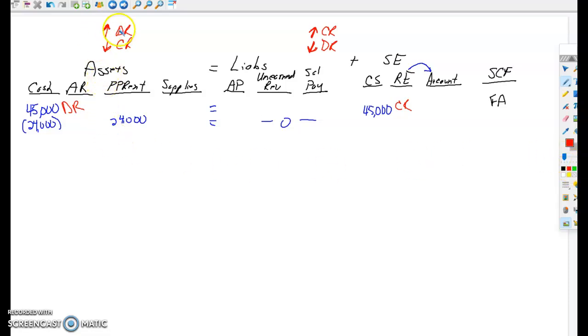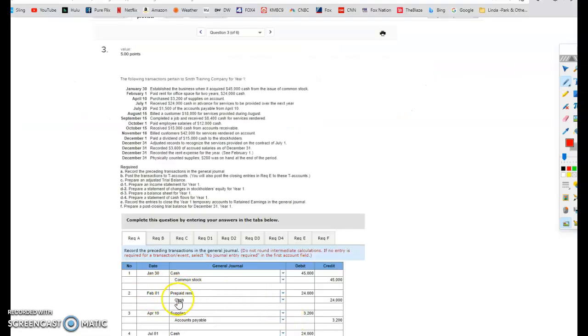Assign your debits and credits. This side goes up with debit, so that makes the prepaid rent a debit. It goes down with credit, so we're going to credit cash. So then we go back to our journal entry, and I can see that the debit is prepaid rent. The credit is to cash. And I just write it out in the journal itself.